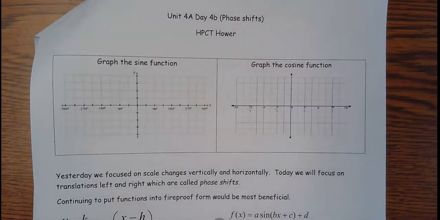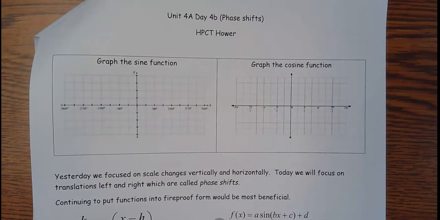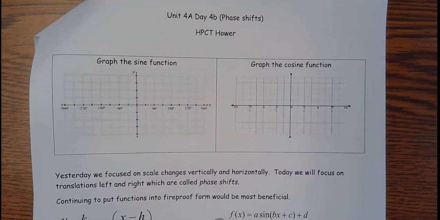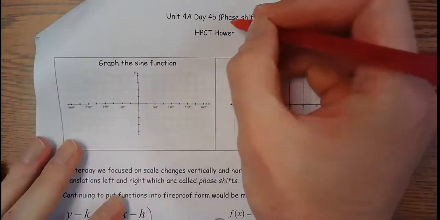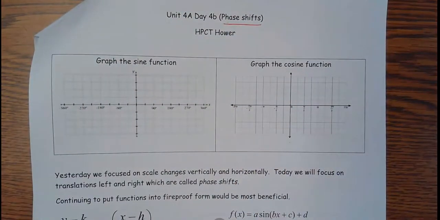Okay, Unit 4A, Day 4B, we're going to do the same thing as yesterday. Our learning target, I didn't write it in here, but the learning target would be: I can graph both sine and cosine functions using degrees and radians with phase shifts. So we're going to add phase shifts in there.